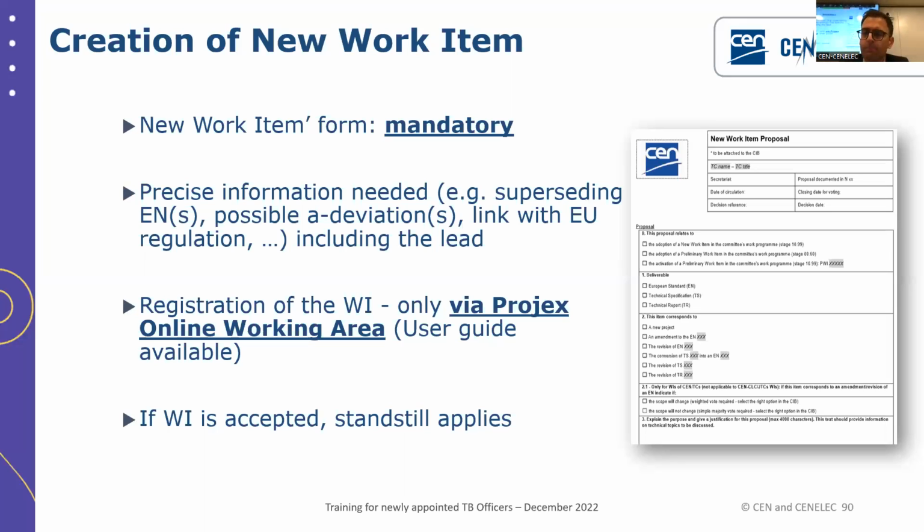Once the new work item ballot closes and it's approved, basically the TC secretary has the role to go to the project's online working area and basically complete with the same information what was in the new work item form over there. And then it means that I think normally 1 day later, the new work item information will all be available on projects online.